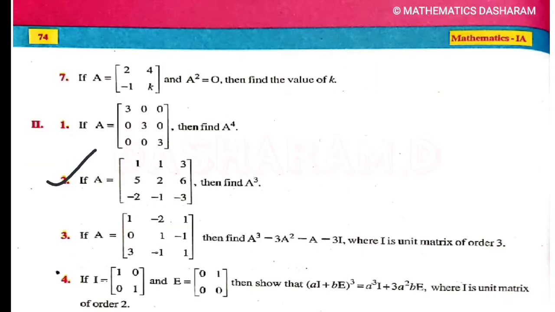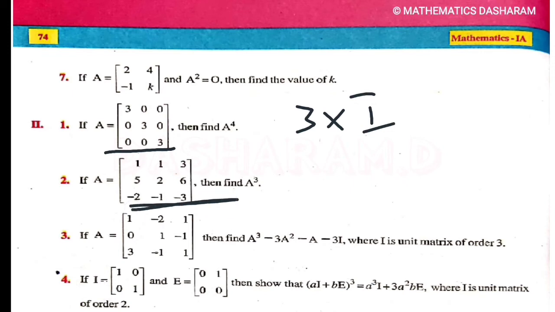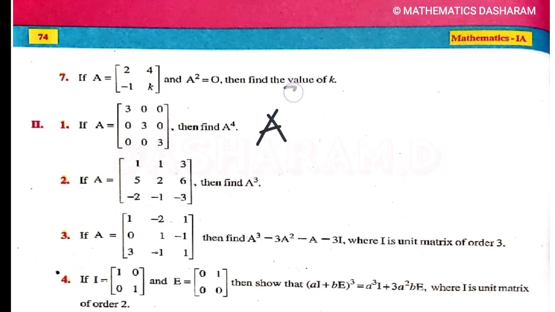Now coming to the second question, A equals a 3 by 3 matrix given, then what is the A cube value? Here the A cube value is not possible to find like A to the power of 4 in the previous question, because in the previous question A is written as 3 into the identity matrix, but here it is not possible. So definitely, to get A cube, multiply A 3 times. There is no other way.